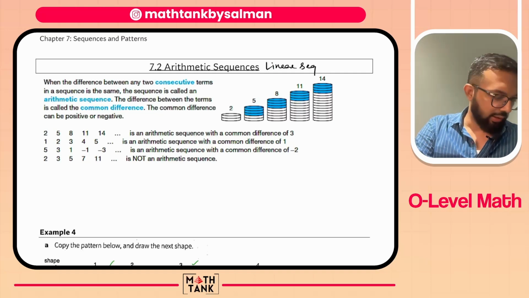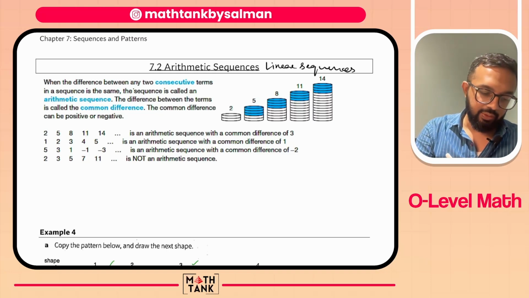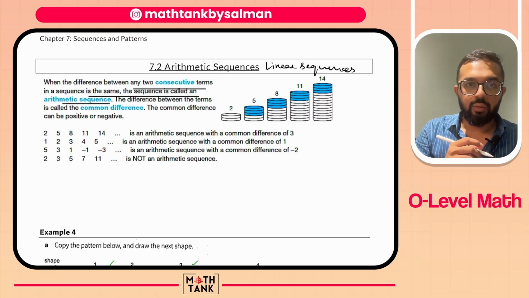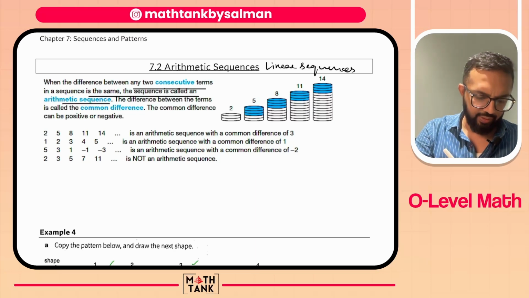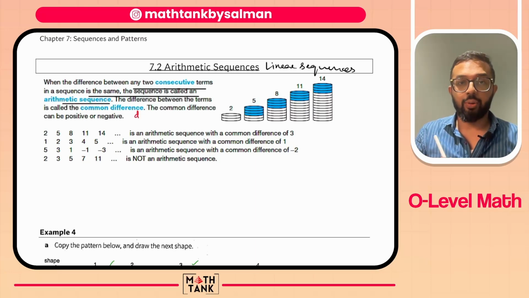For linear sequences, what you need to understand is that when the difference between two consecutive terms in a sequence is the same, the sequence is called an arithmetic sequence. The difference between the terms is called the common difference. It's also often represented with the small letter d. The common difference can be either positive or negative.